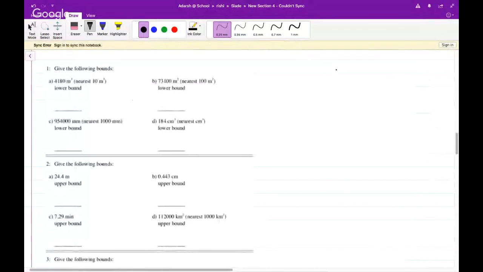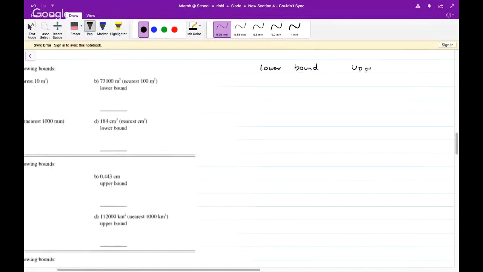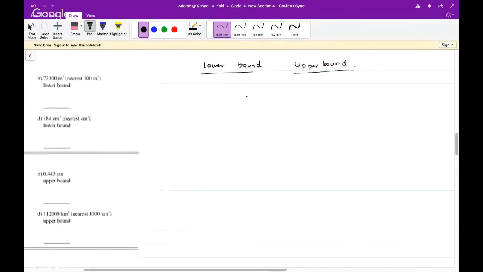Today we are going to discuss the upper bound and lower bound of a value. Now, suppose I give you a number something like this.